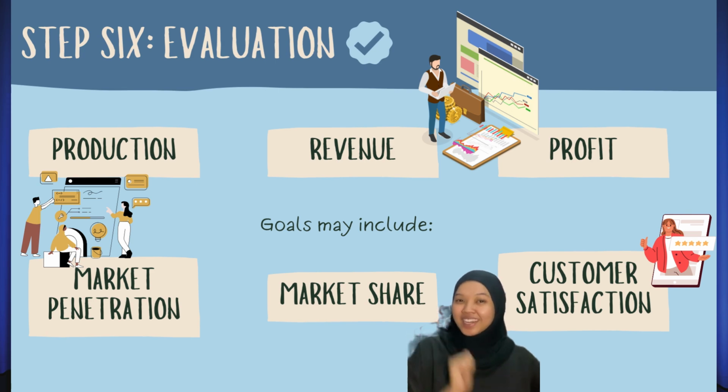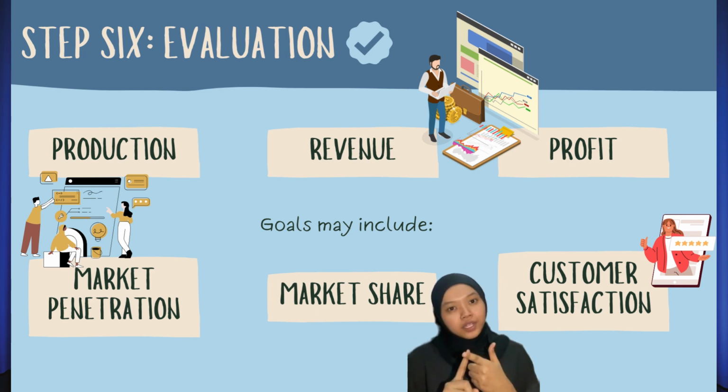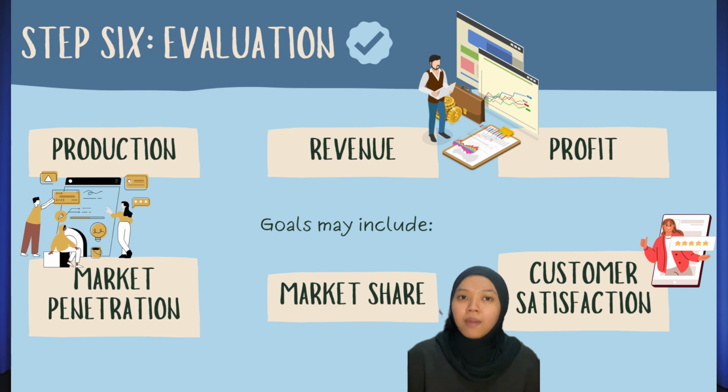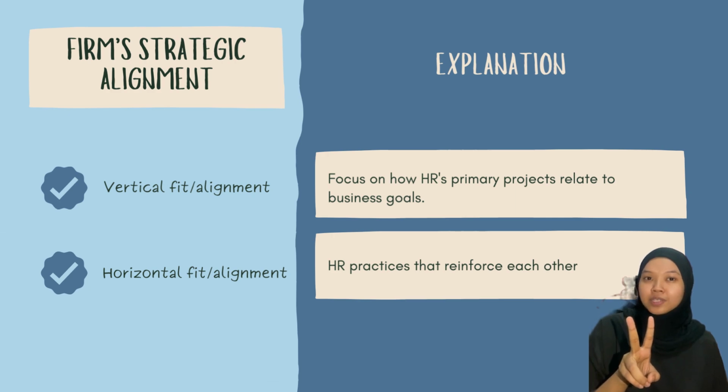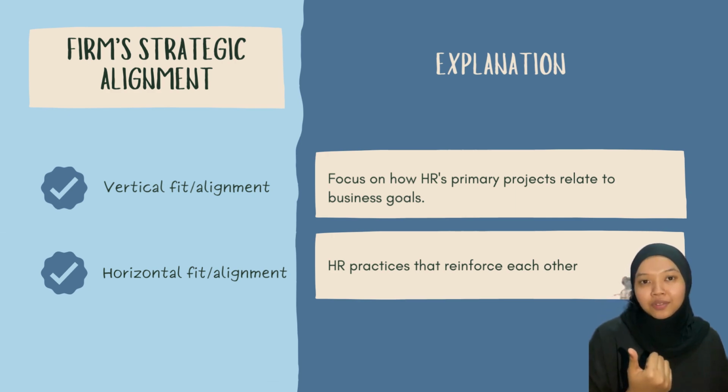Hello, my name is Aqilah binti Zaman and I will explain about step 6, which is evaluation. So, companies need desired goals and metrics to track how well they meet those goals in order to evaluate success. Some examples of goals are reaching a certain level of production, revenue, profit, market share, market penetration, and customer satisfaction. There are two formats for HR policy and procedure to follow: the first one is vertical fit alignment and the second one is horizontal fit alignment.